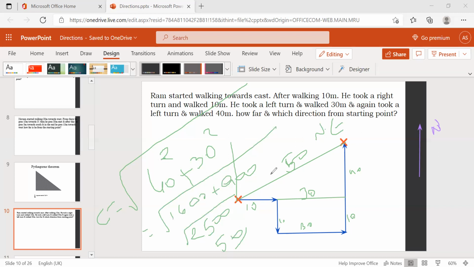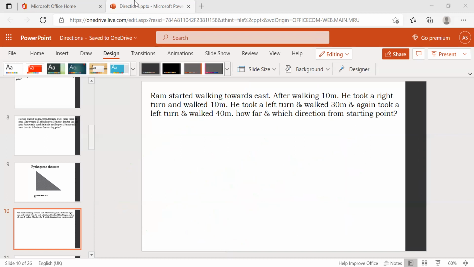See, they're asking which direction from the starting point, and he is now here. So this is east, and this is north, and here in between east and north, that is northeast. Okay. Done. Come to the next part.